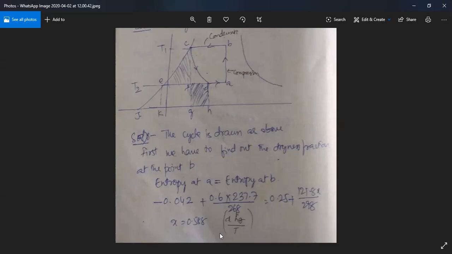X means, what is X? Yeah, X is the dryness fraction. So X we have found out. That is, after compression, what is the dryness fraction? Okay. Then after that, there will be one more thing. One minute. So this is the second page. So, one minute.